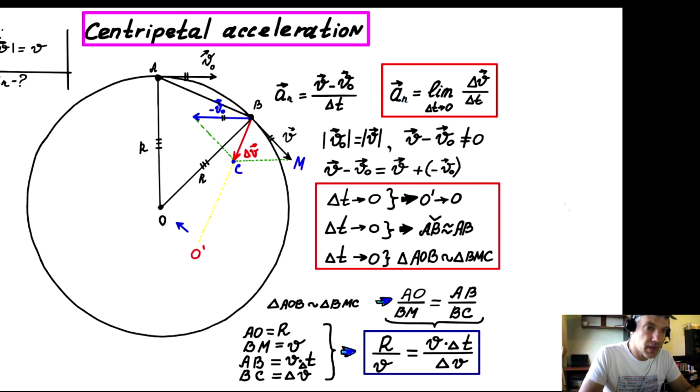I'll write it now. I have this. The similarity of triangles implies the proportionality of the corresponding sides. AO relates to BM the way AB relates to BC. So that's what we have. I found the length of the arc AB by multiplying the velocity by time, since according to the condition of the problem, the body moves at a constant velocity. What follows is simple math, which I'm going to write now. I hope you will understand me. Properties of proportion. We have this.